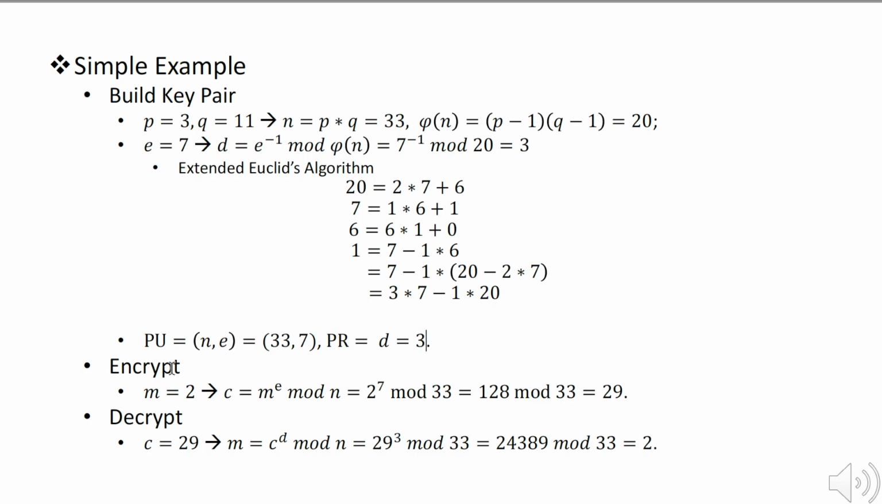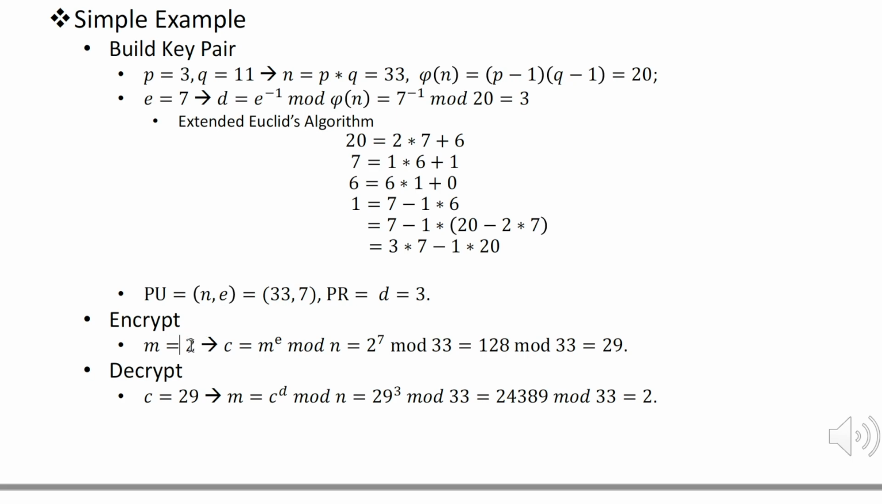Now let's see the encryption process. Suppose the plaintext m is equal to 2. Then we calculate the corresponding ciphertext c, which is 2 to the power of 7 modulo 33. We first get 2 to the power of 7 is 128, and then modulo 33 is 29. So this is the corresponding ciphertext. When the sender sends the ciphertext to the receiver, the receiver recovers m as 29 to the power of d. Well, d is 3, so it is 29 to the power of 3 modulo 33. We can get that this result is 2. So the receiver recovers the message 2.